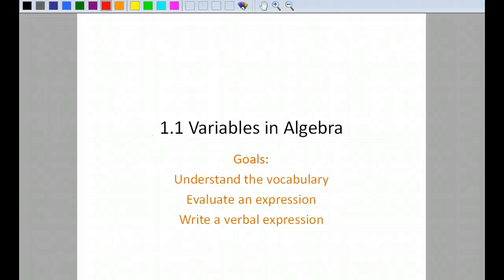Now today we're going to talk about variables in algebra. When we finish today, I want you to understand the vocabulary. I want you to be able to evaluate an expression, and I also want you to be able to write a verbal expression.